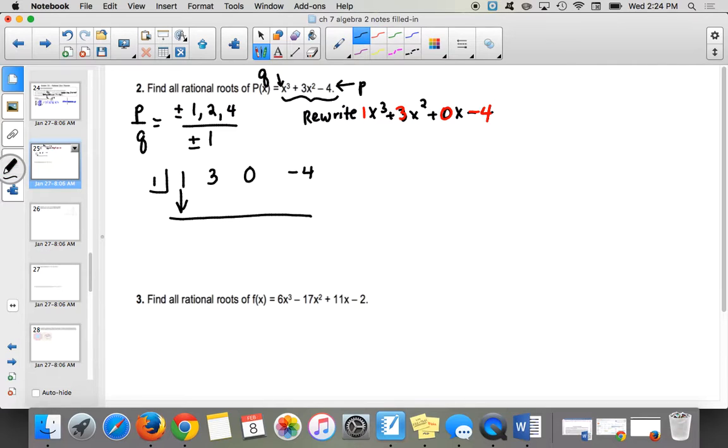And we're going to test these numbers. So we can test 1, 2, 4, negative 1, negative 2, or negative 4. Sorry, where does the 1 come in? The 1, it's one of our possibilities. So we're just trying one of them, okay? Oh, okay. So let's say I try 1.